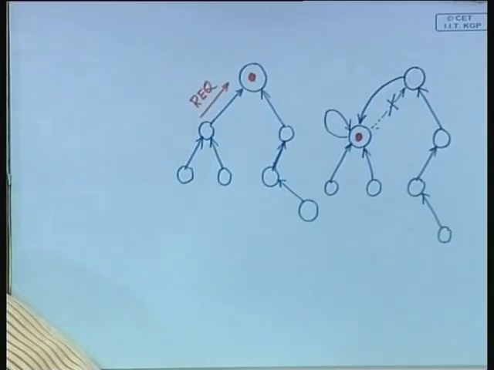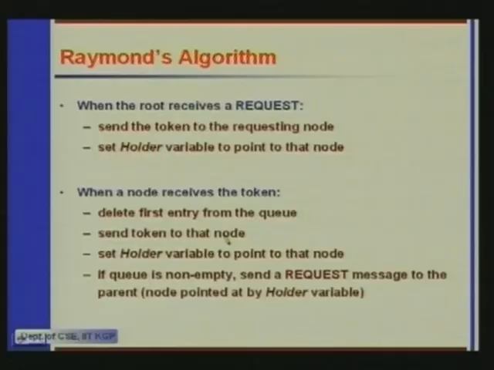When a node receives the token, delete first entry from the queue, then send token to that node, set holder variable to point to that node, and if the queue is non-empty, send a request message to the parent node pointed by the holder variable.